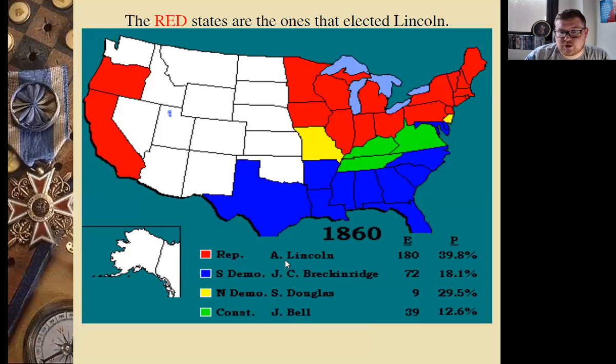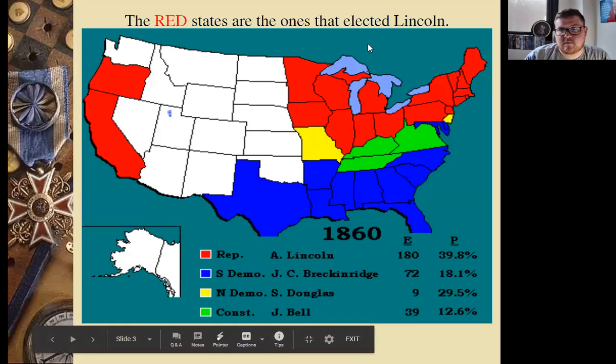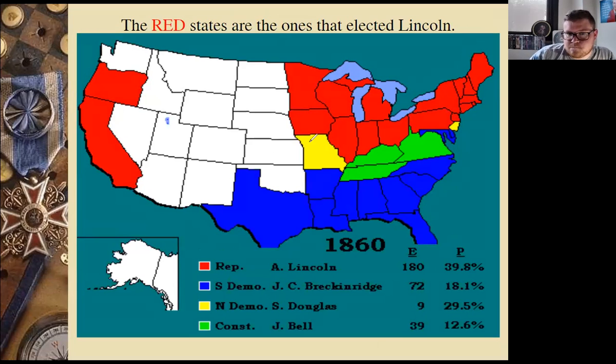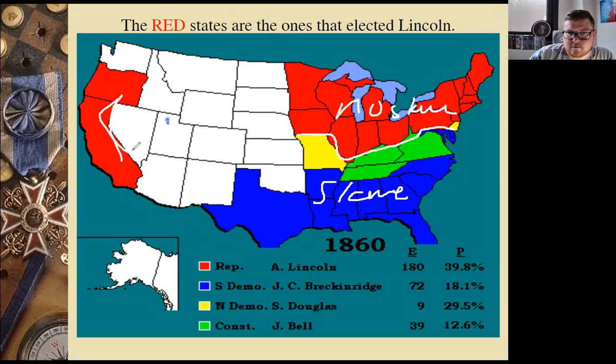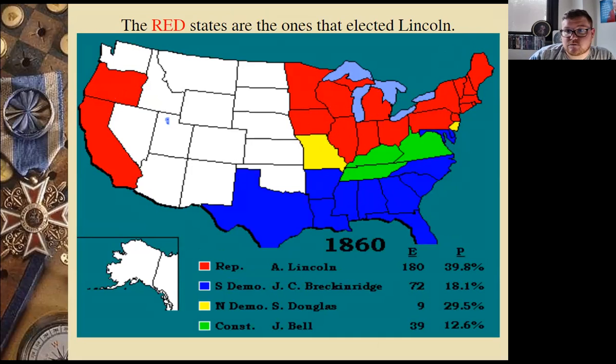I would like you to note that, hold on, let me annotate really quick here. And let me do that in white. Okay, so all of the states below this line are slave states. States up here are not slave states. So here's the dividing line. In other words, only states that do not have slavery voted for Lincoln. Okay, that's a very important thing to note.